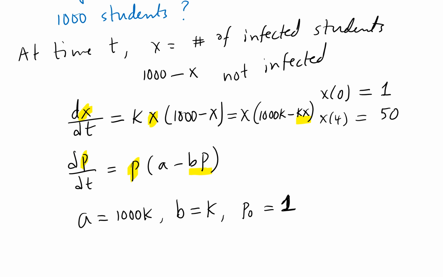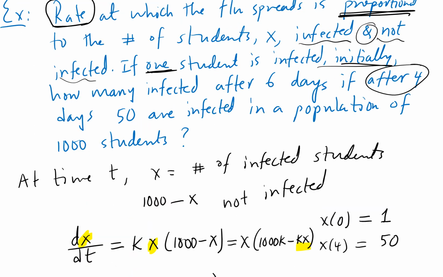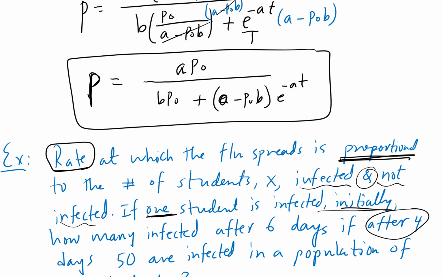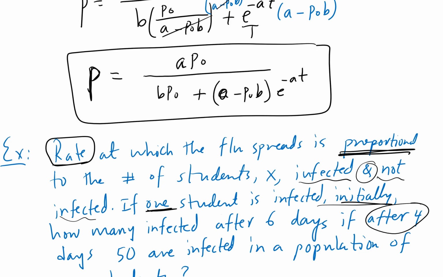And why do we need this? What do we need this for? Well, because if you look back at the solution, the formula here in the box, to be able to solve this, we need a, b, p0, and small b. We need them to substitute them in.